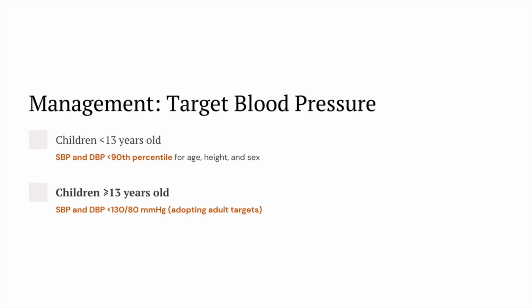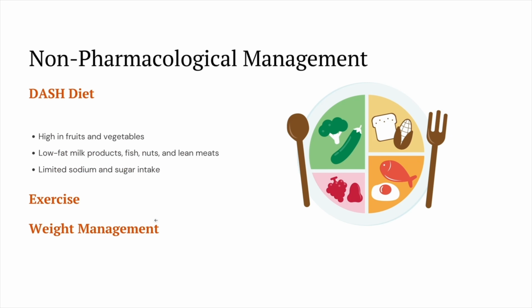So how should we manage? Our target is to make sure the blood pressure is lower than 90th percentile. If you are greater than 13 years old, make sure that it's lower than 130 and that diastolic blood pressure lower than 80. Common sense. First line would be non-pharmacological treatment. Diet, you eat healthily, high in fruits and vegetables, or we call it DASH diet, limited salt intake and sugar intake. So, common sense.